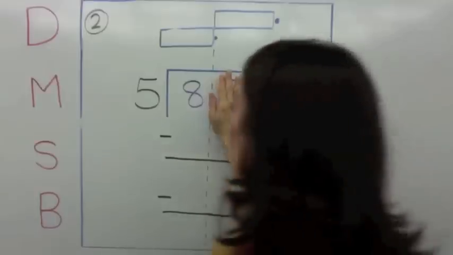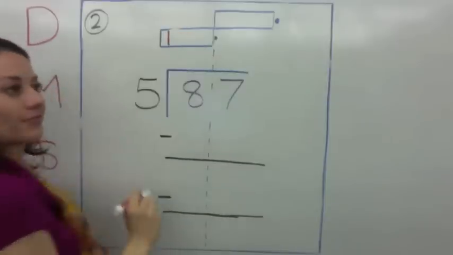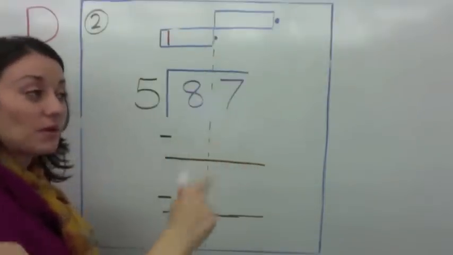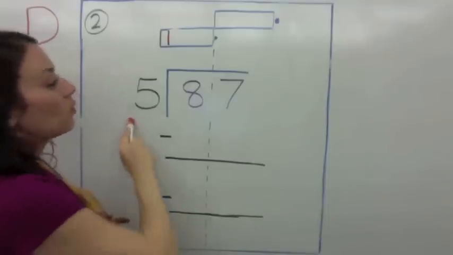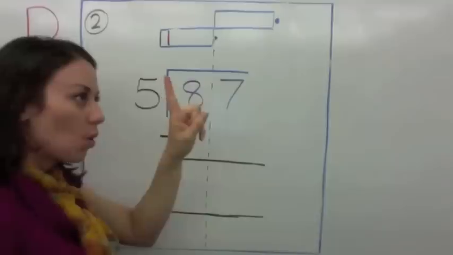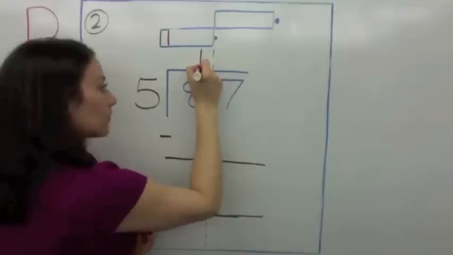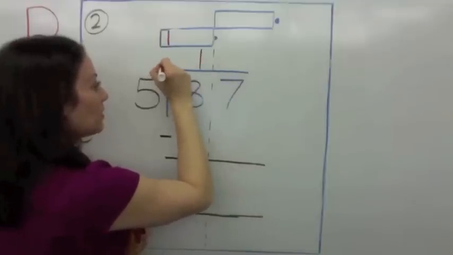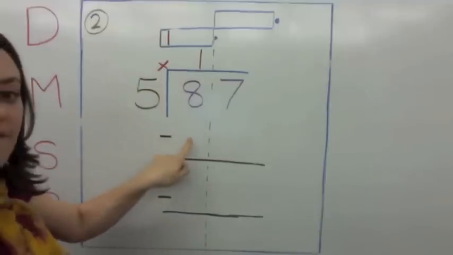Well, that's kind of a silly question because when you skip count by 5, you're at 5, right? 5, 10 would be the next number. But 10 is too big. So 5 can only go into 8 one time. How many times? Once. So we're going to put a 1 right here. And then the next step would be to put a multiplication sign in that corner and say that 1 times 5 is 5.